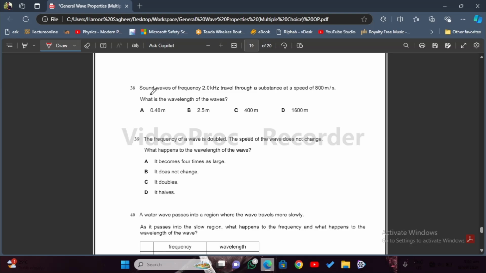Let's go to question number 38. Sound waves of frequency 2 kilohertz travel through a substance at a speed of 800 meters per second. So you would have to tell me the wavelength. You can use the formula v equals f lambda. So it's going to be 800 divided by 2000. So of course, 0.40 is going to be the option, because if you cancel out these two zeros, and then take a decimal point, it's going to be 0.40.